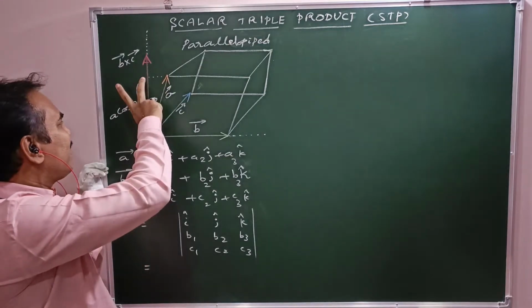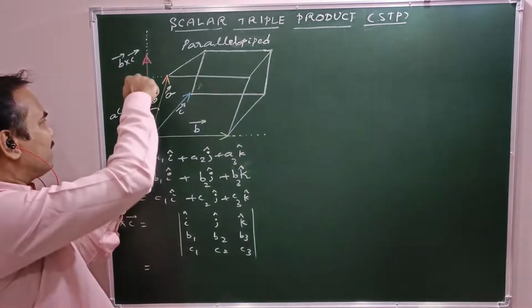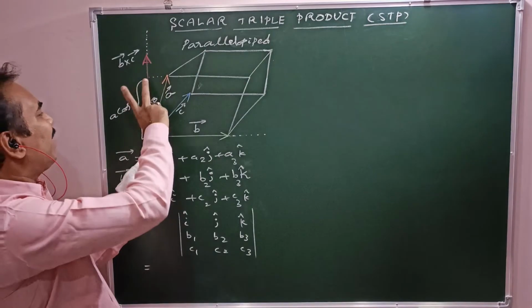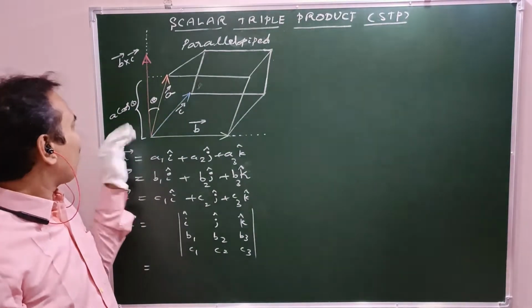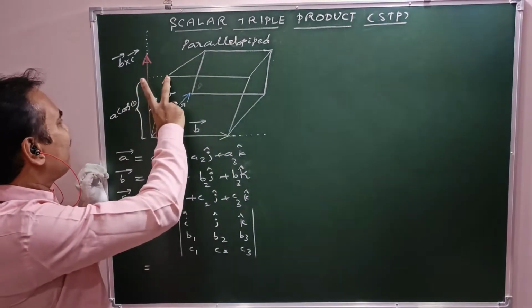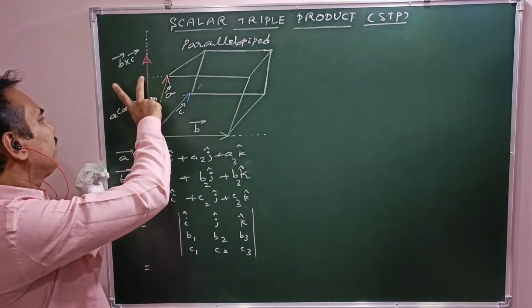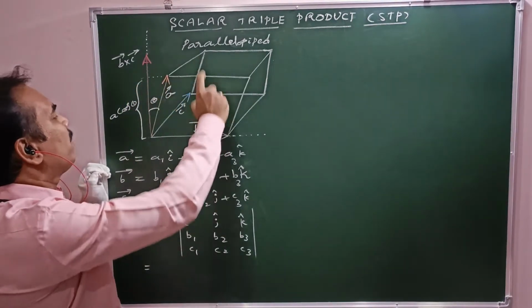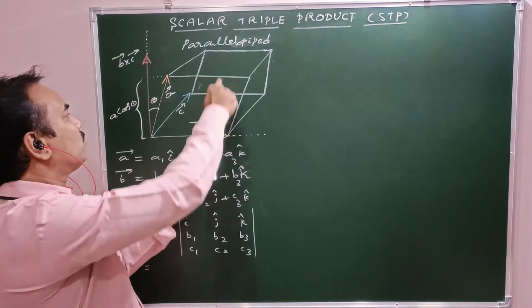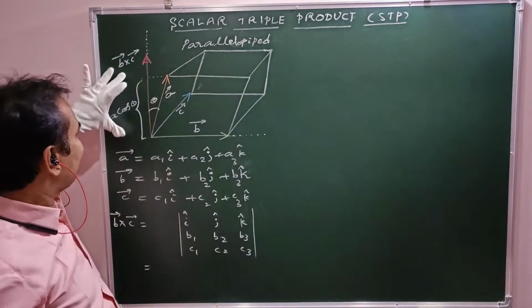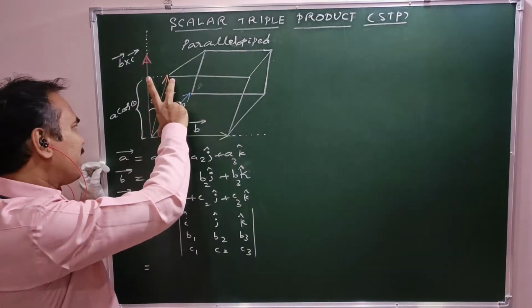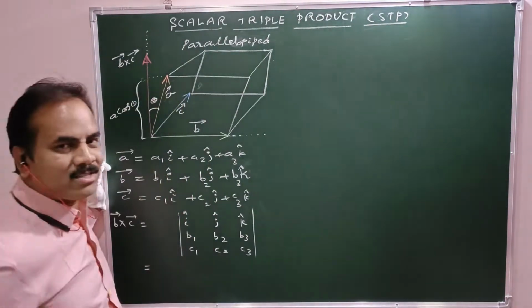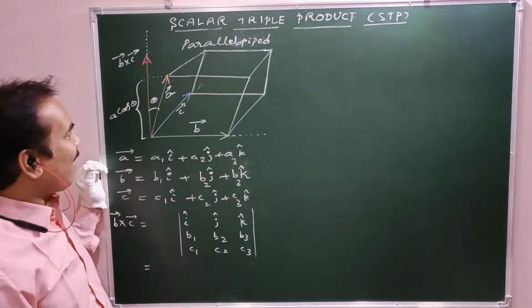Now, what is this side? It is a cos theta. This is the adjacent side, and adjacent means the cos component. Definitely, they represent the cos component. That is a cos theta. This measurement is the height of the parallelepiped from the bottom face to the top face. The height of the parallelepiped is a cos theta. Why? Because if it is a bar, definitely it is a cos theta, the adjacent side.